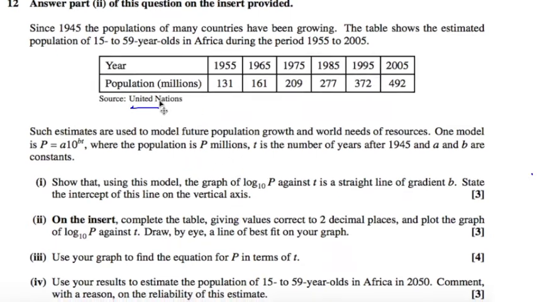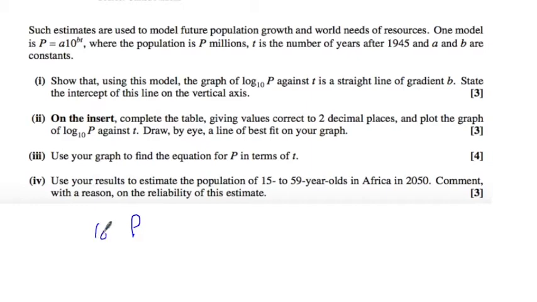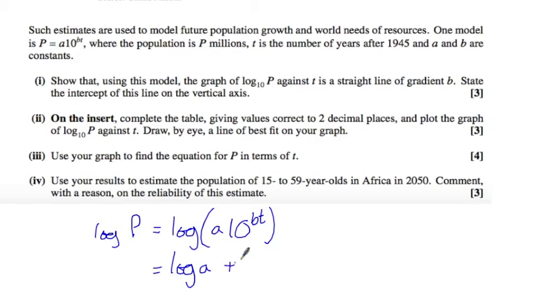So what we need to do is log both sides of that equation they've given us. So we'll have log P equals log A times 10 to the BT. And then let's split up this right hand side, so we'll have log A plus log of 10 to the BT.